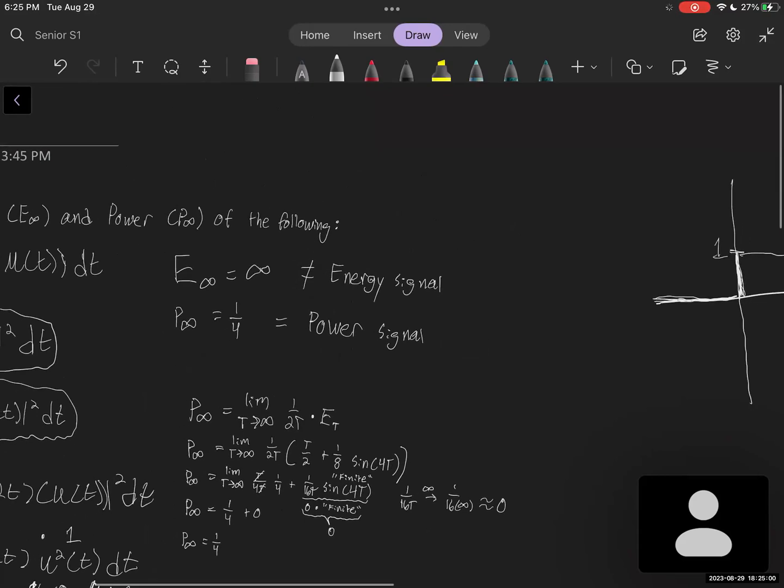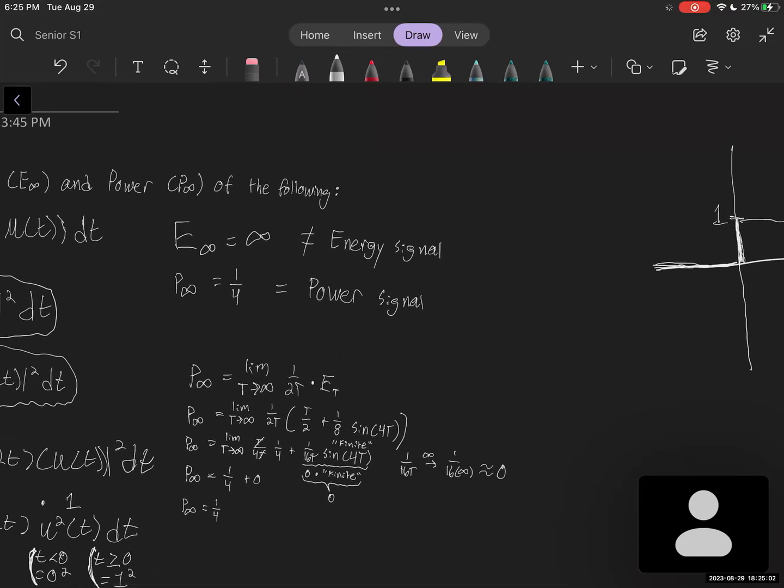So we've calculated the power and the energy for this signal. And we've concluded, based on the statements we made earlier, that if our energy is a finite number, it's an energy signal, and if power is a finite number, it's a power signal. Because we got energy equal to infinity, it can't be an energy signal. But we did get a finite number for power, which means it must be a power signal.